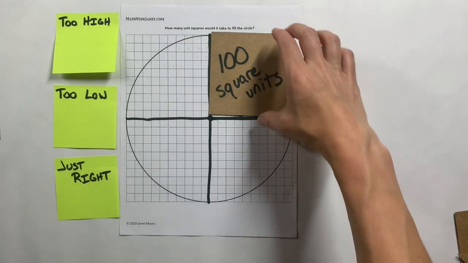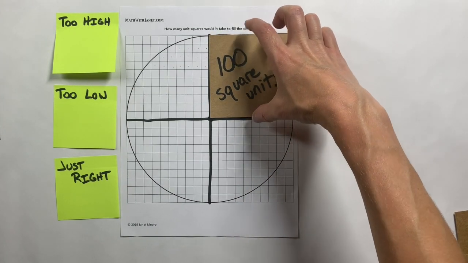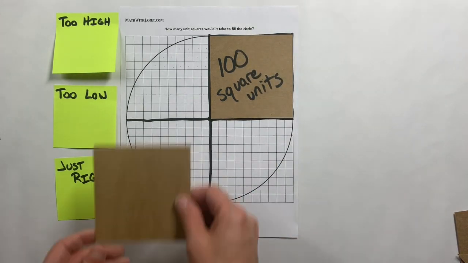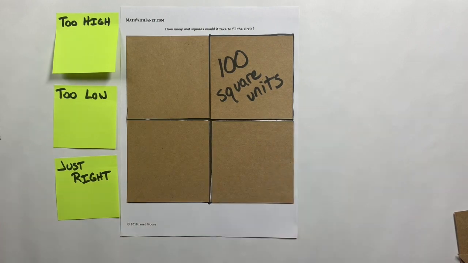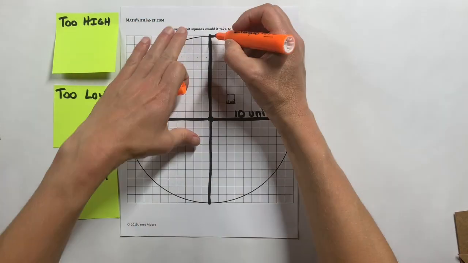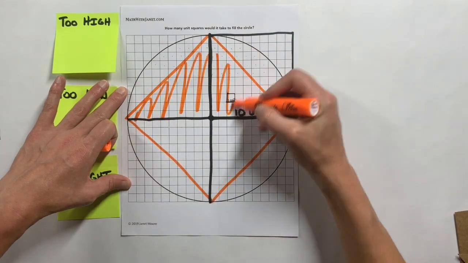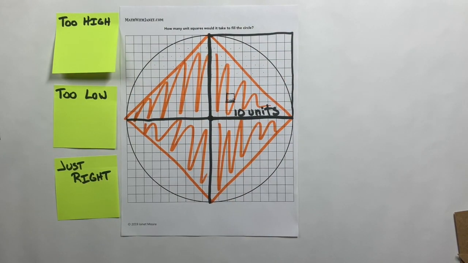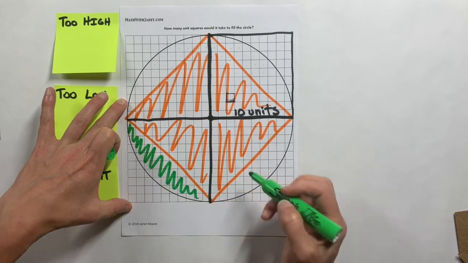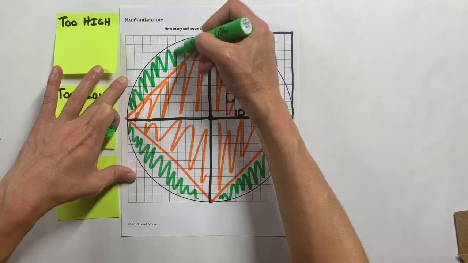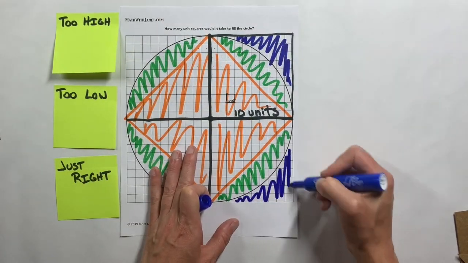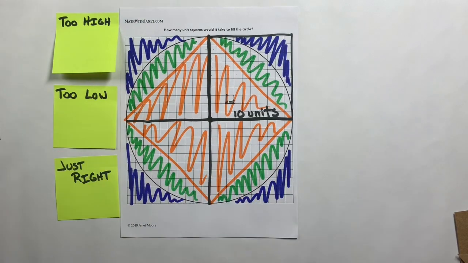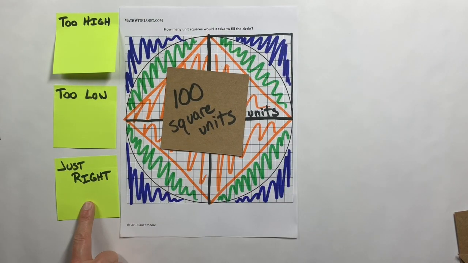How many of these 100 square unit sections would it take to cover the entire circle? And once again, our answer is 4 is too high, 2 is too low, and when we compare the region between our too low and the circle's edge with the region between the circle's edge and our too high estimate, we might say that 3 of these would give us a pretty good Goldilocks just right estimate.